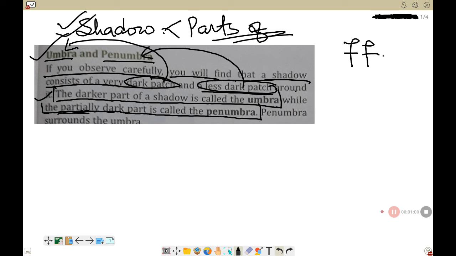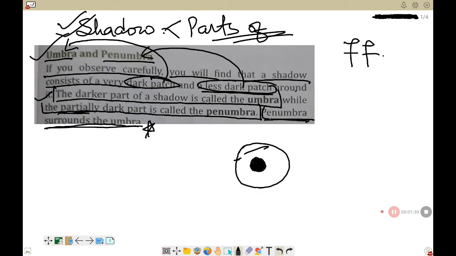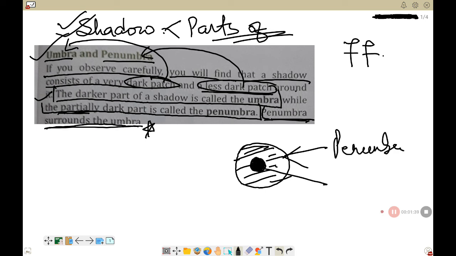Partially means less. Okay, so penumbra surrounds the umbra. So here also you underline this and put a star mark here. Penumbra surrounds the umbra. Means if you have a darker one here, the darker one is always at the center, and this darker part is surrounded by a lighter patch. Understand? So this lighter patch is called the penumbra, whereas the darker one is called the umbra.